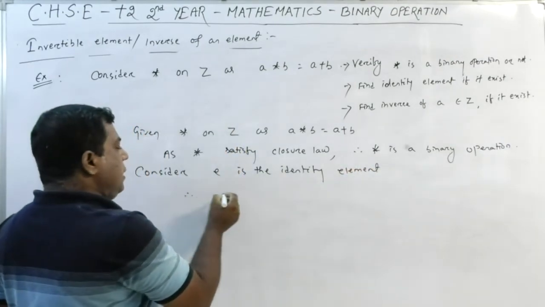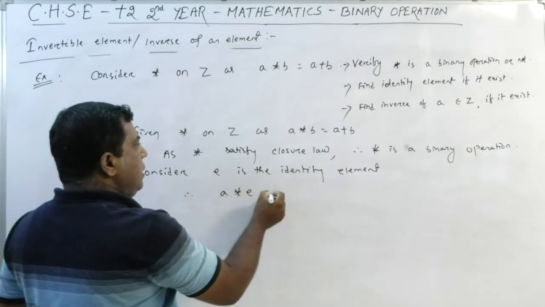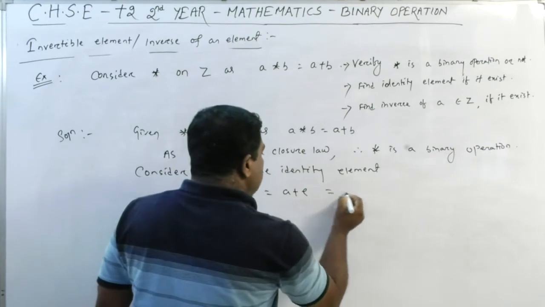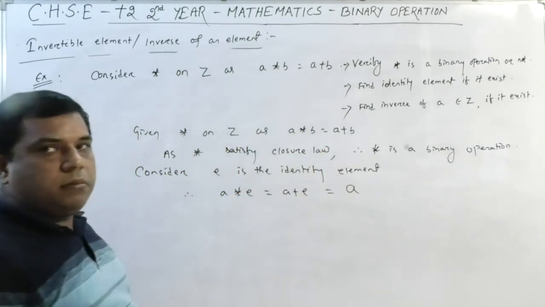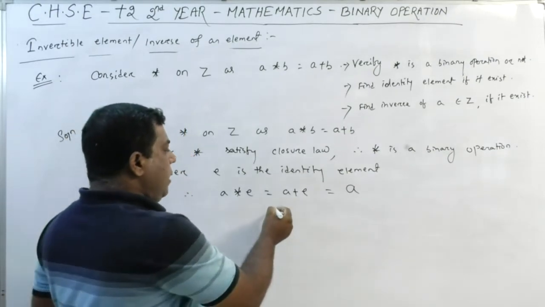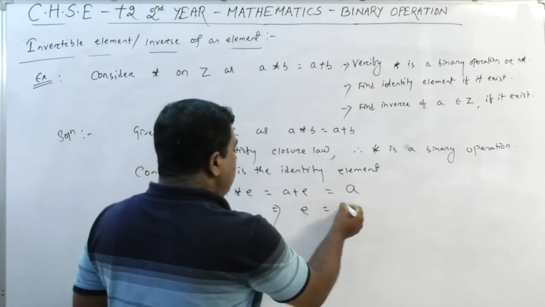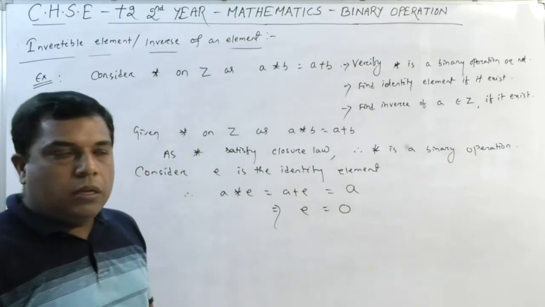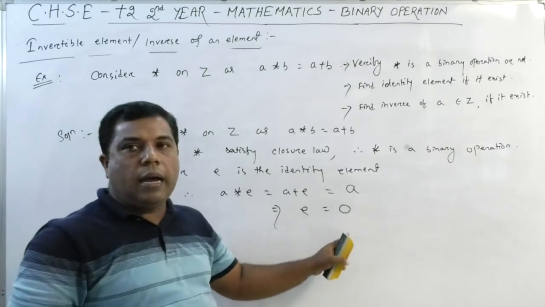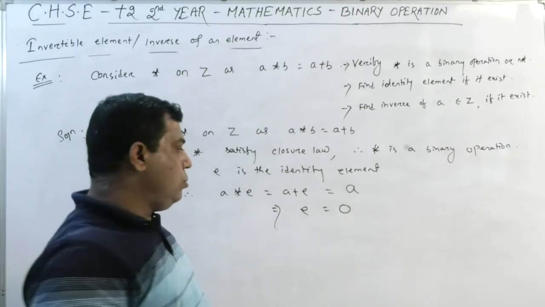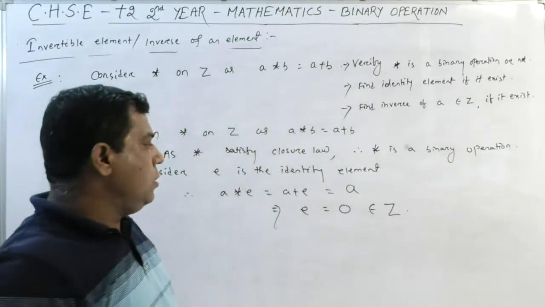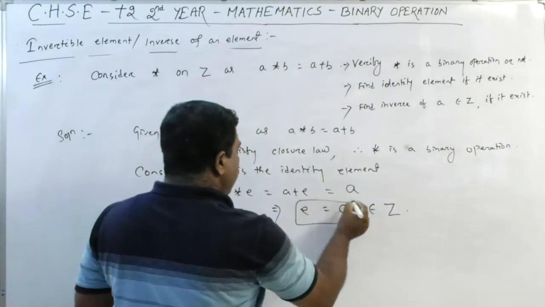If E is the identity element, then A star E equals A plus E, and we know that this result is equal to itself, the value of A. That is the nature of identity. So from there, what we get is E is equal to 0. So in this binary process, our identity element is equal to 0. It belongs to Z. Okay, so we obtained the identity element.